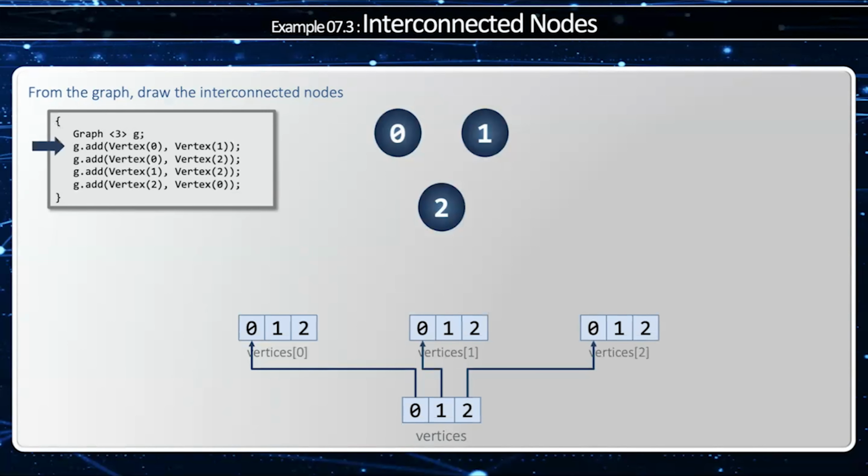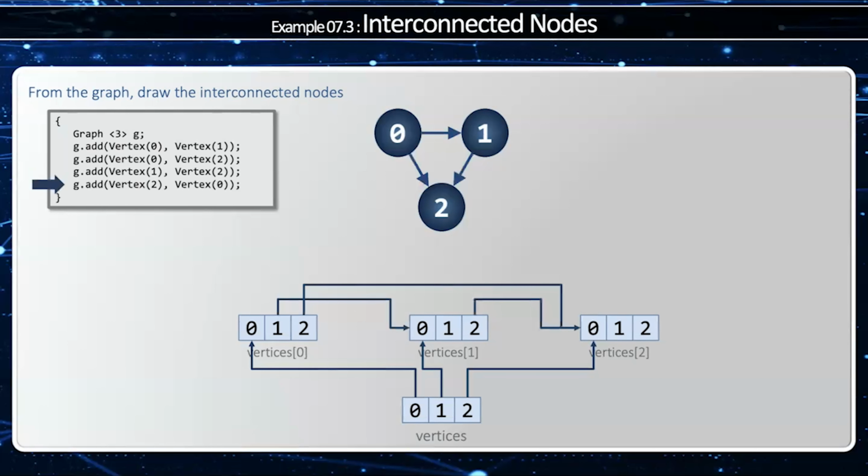Now I'm going to add vertex 0, comma vertex 1. Vertex 0 is the source, vertex 1 is the sink, so I'm going to have an edge there. Now, the vertices of 0, slot 1 is going to be a pointer to vertices 1. I'm going to add source 0, sink 2, 0 to 2. So I'm going to say vertices 0, slot 2, currently the null pointer. There's no arrow leading out of it, and it's going to point to vertices 2. Add vertex 1, comma, vertex 2, so from 1 to 2, and then from vertices 1, slot 2 to 2. And finally, add vertex 2 to vertex 0. Source is 2, destination is 0, and vertex 2, slot 0.